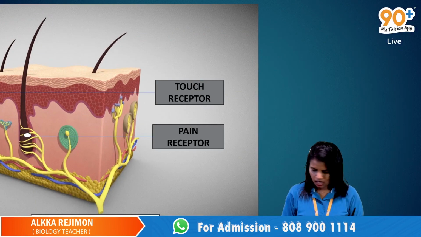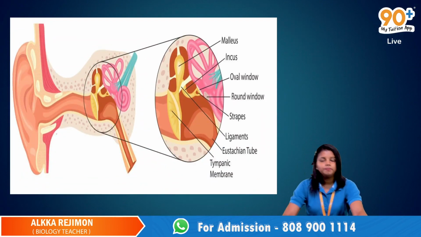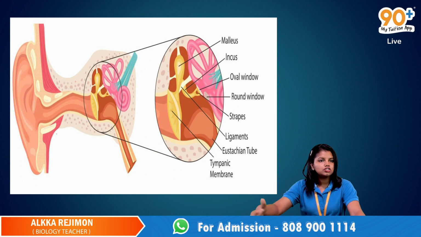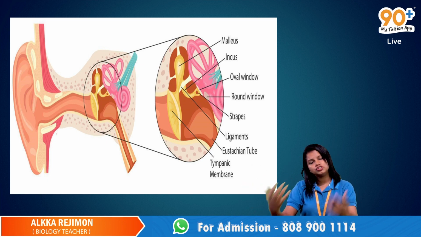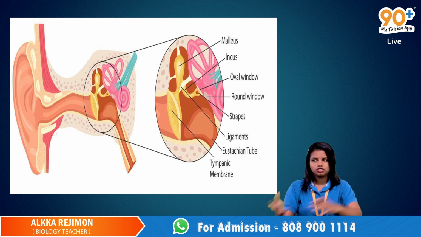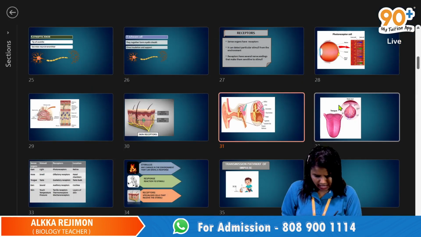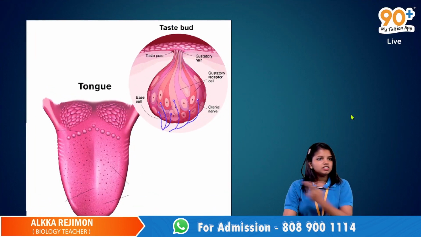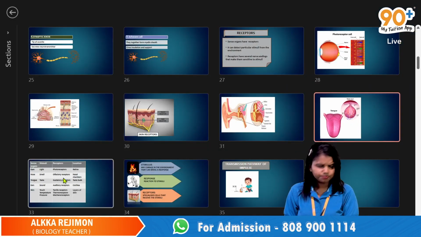And then other than the skin there is the ear, the other sense organ. Inside the ear you can also see several parts which take part in the transmission of signals, carrying the sound vibration, so basically carrying the impulse of sound. And the same thing happens in the tongue. In the tongue you have the taste buds, which act like receptors.